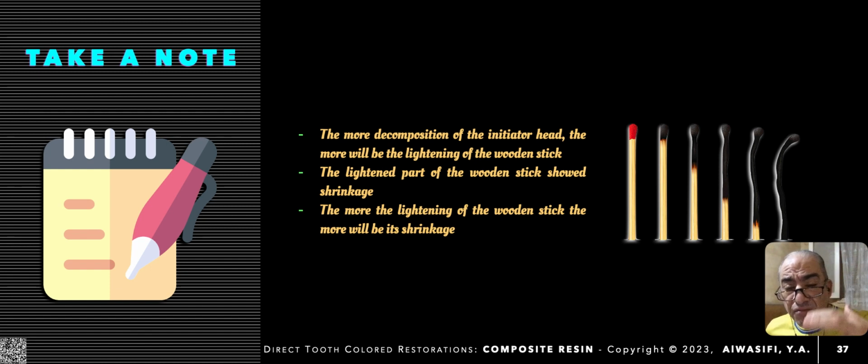The more the activator decomposes the initiator, the more will be the released free radicals, the more will be the conversion from monomer to polymer and cross-linking. This will affect the final properties of the material positively, but at the same time will result in more and more volumetric shrinkage of the material. Then, polymerization shrinkage. Okay, let me clarify this because it is very important.